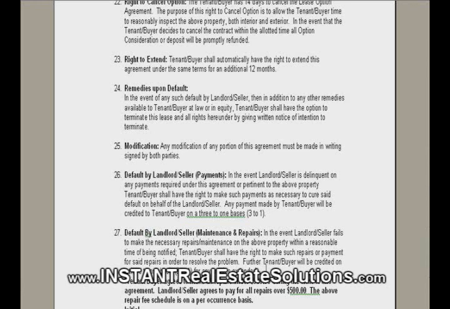Default by landlord-seller maintenance and repairs. In the event landlord-seller fails to make the necessary repairs maintenance on the above property within a reasonable time of being notified, tenant buyer shall have the right to make such repairs or payment for said repairs in order to solve the problem. Further, tenant buyer will be credited on a 3-to-1 basis for any money expended. Basically, it's the same as above, so you want to make sure if there's any repairs that are due.